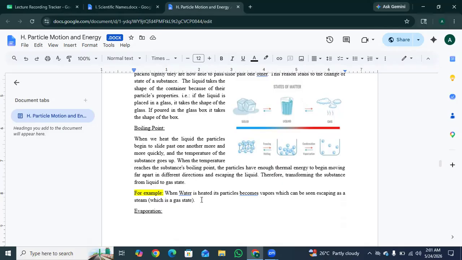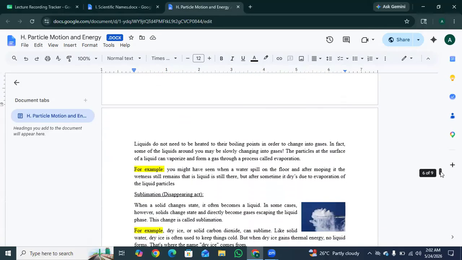Okay, let's take the basic example. When water is heated, its particles become vapors, which can be seen escaping as steam, which is the gas state. Okay, so the next one is evaporation.